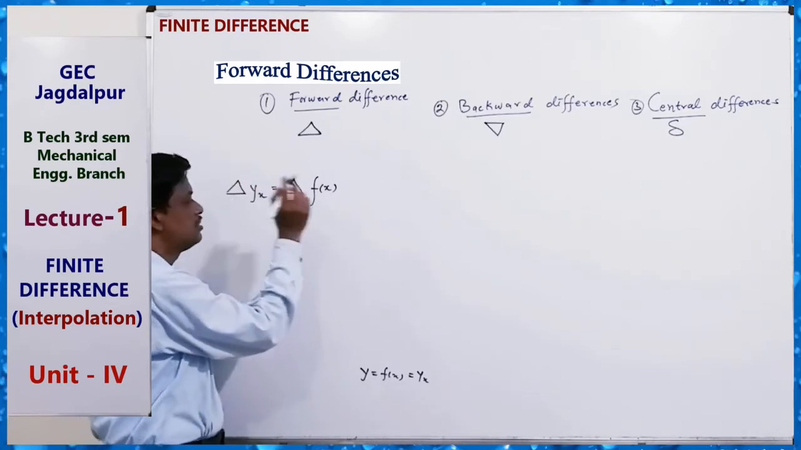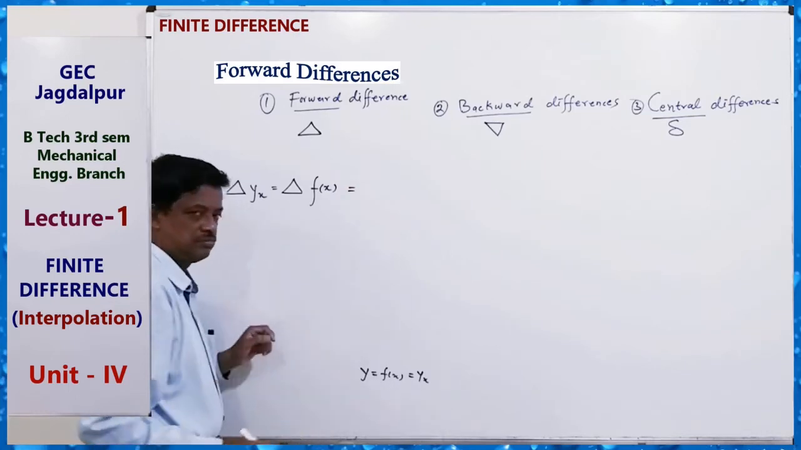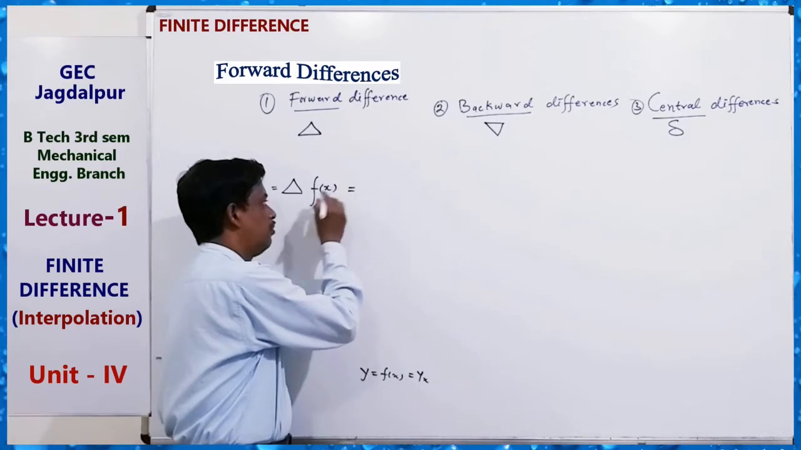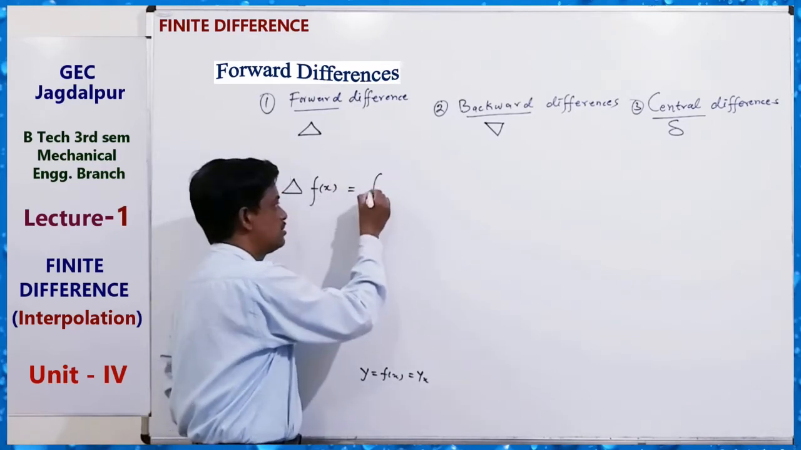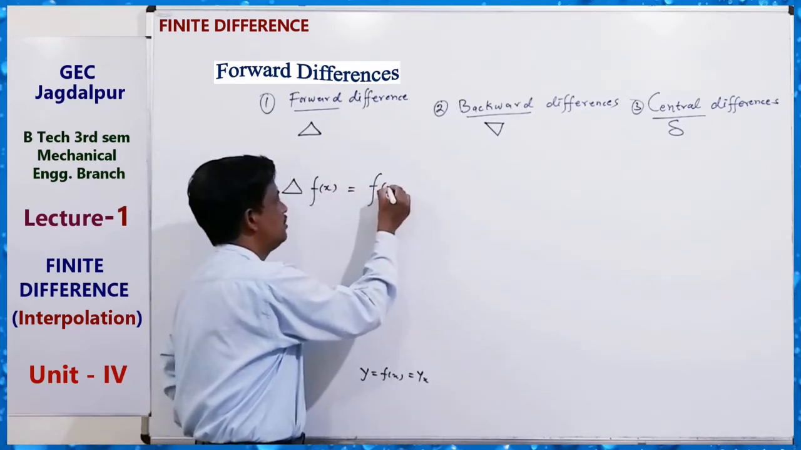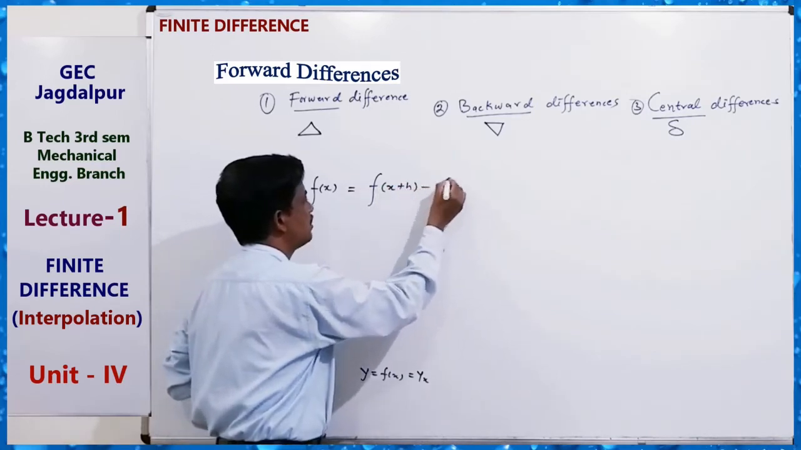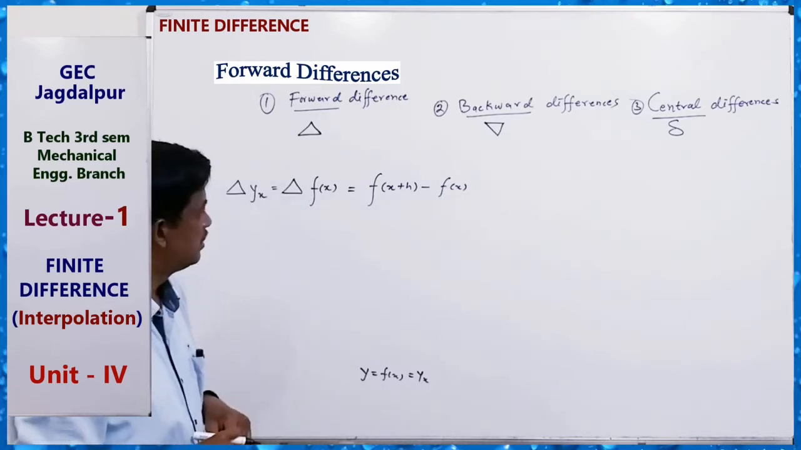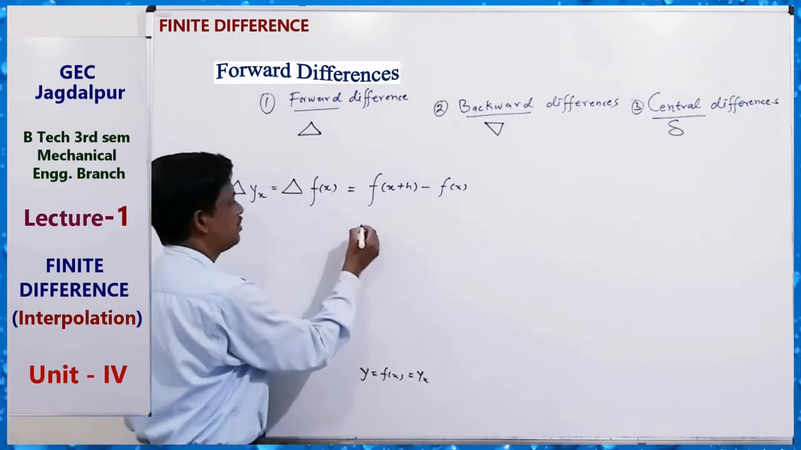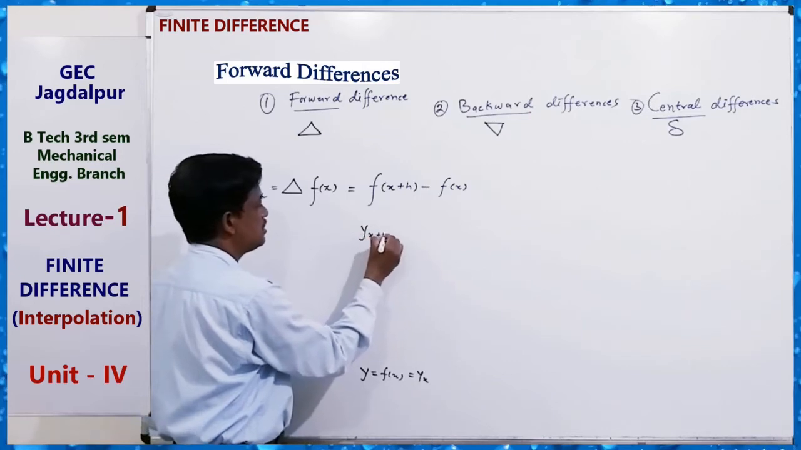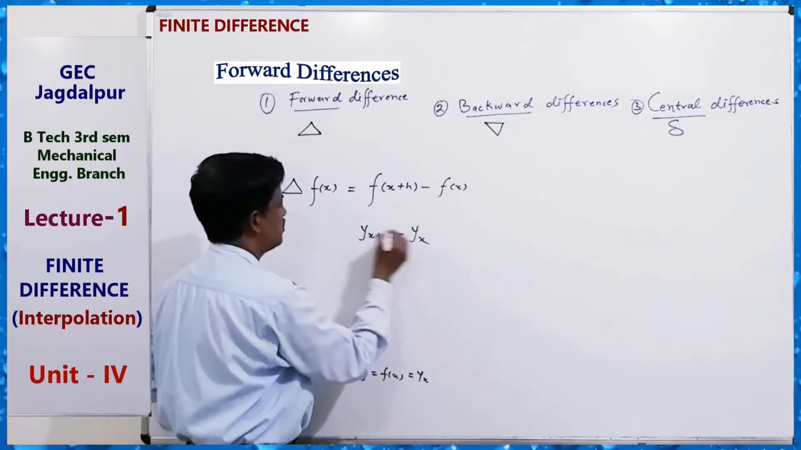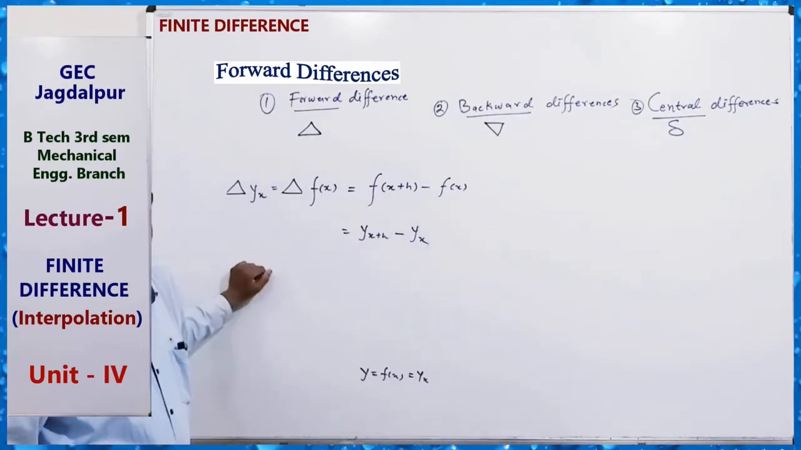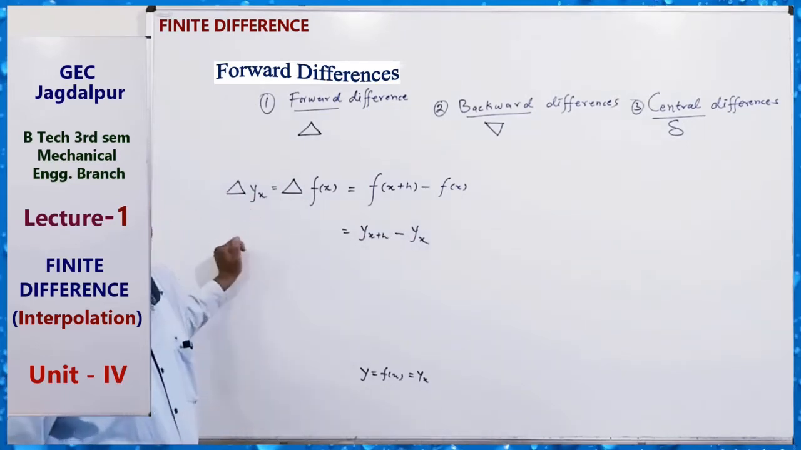The first order forward difference is equal to, remember that, forward difference we write like this: f(x plus h) minus f(x). h is the interval of difference. Also we can write y(x plus h) minus y(x). Both are the same. This y is a function of x plus h, f(x plus h). This is the definition, the first order definition.